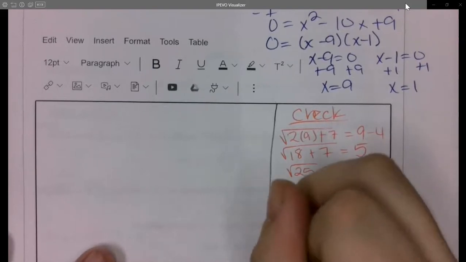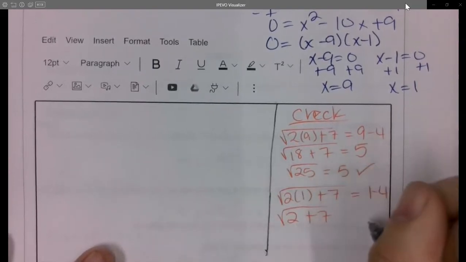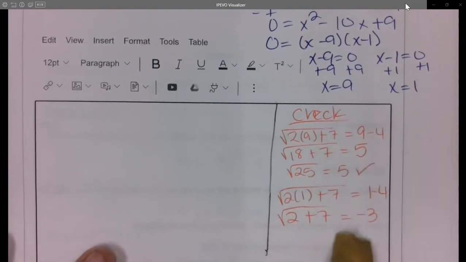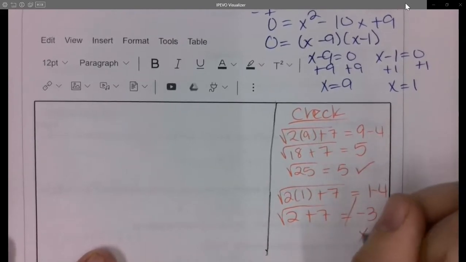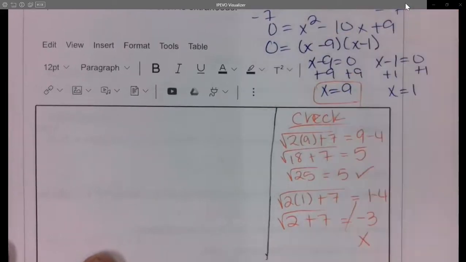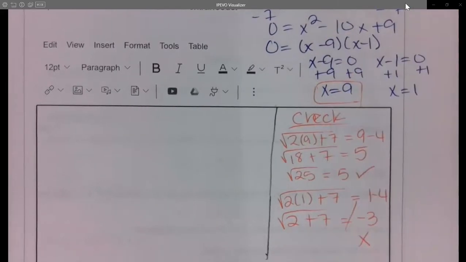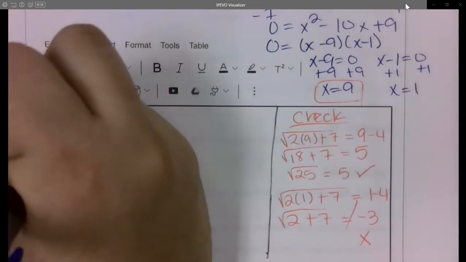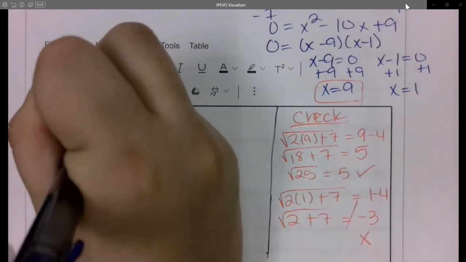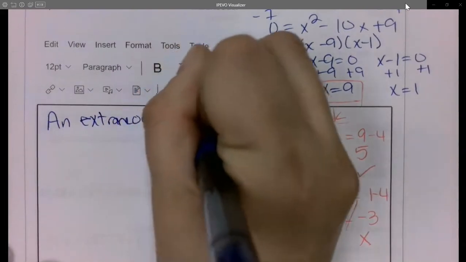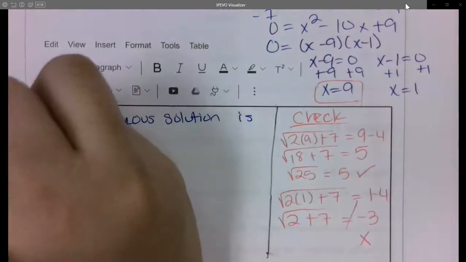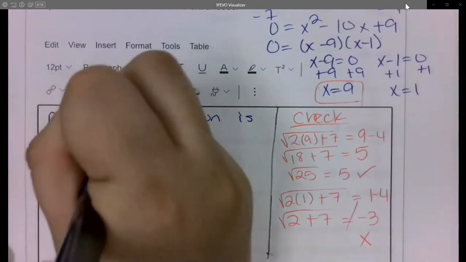Then when I go ahead and plug in 1, I get, under the radical, square root of 2 plus 7 equals negative 3. We can't have a negative number, so this one doesn't work. So only 9 was an answer. What it means to be an extraneous solution, 1 is an extraneous solution, it means it doesn't make the equation work. So I'm going to write, an extraneous solution is one that doesn't make the statement true.